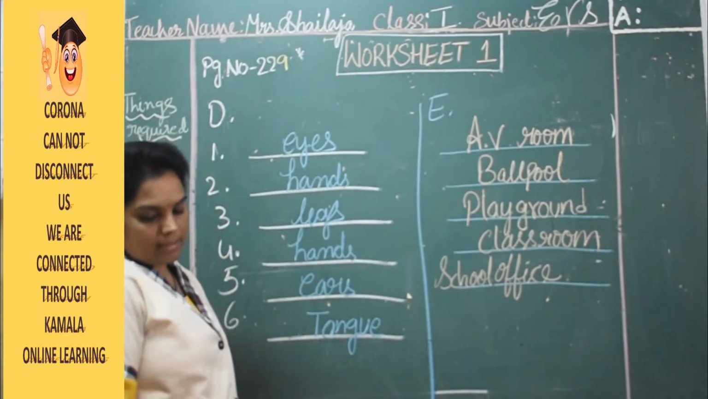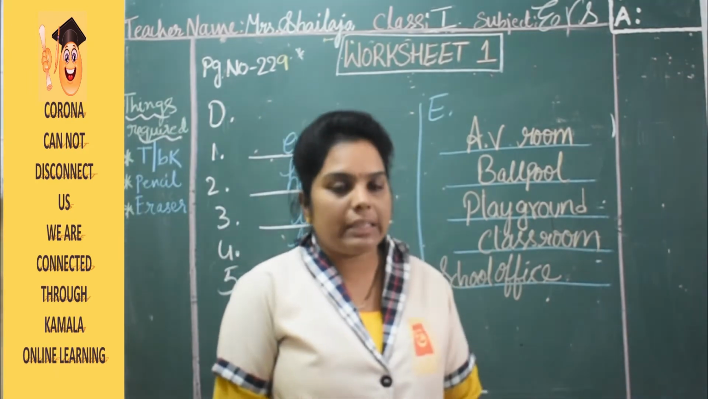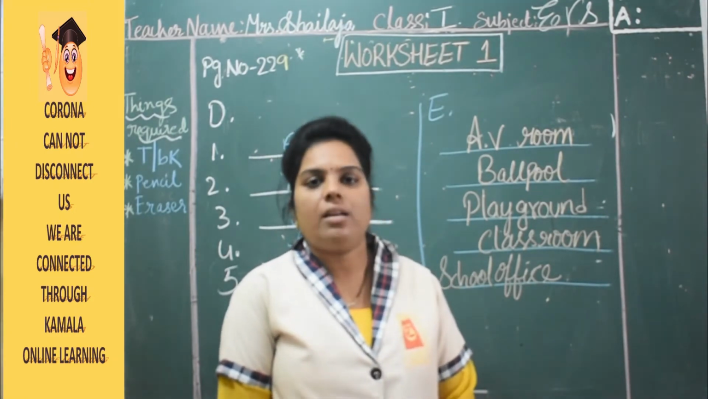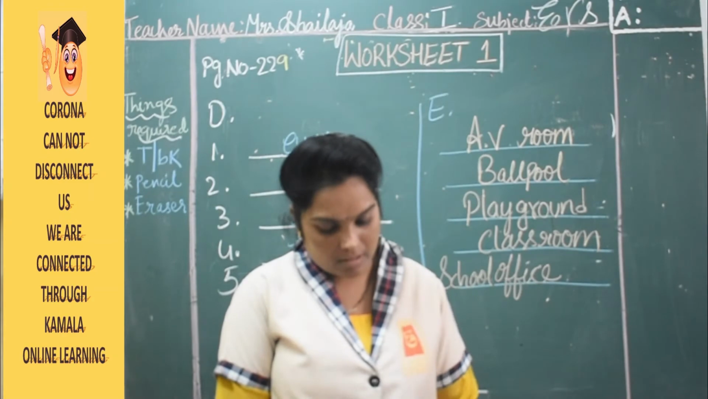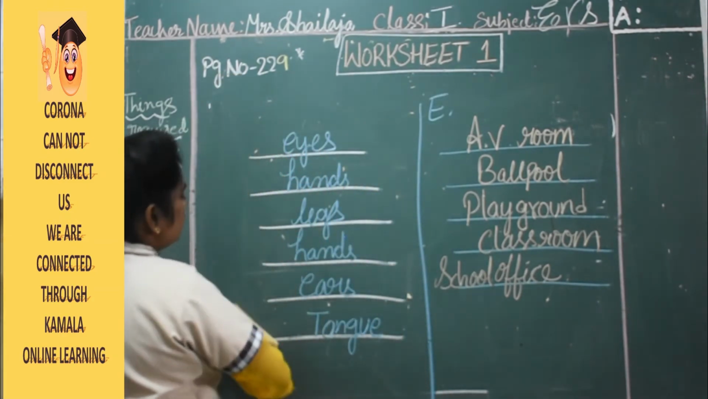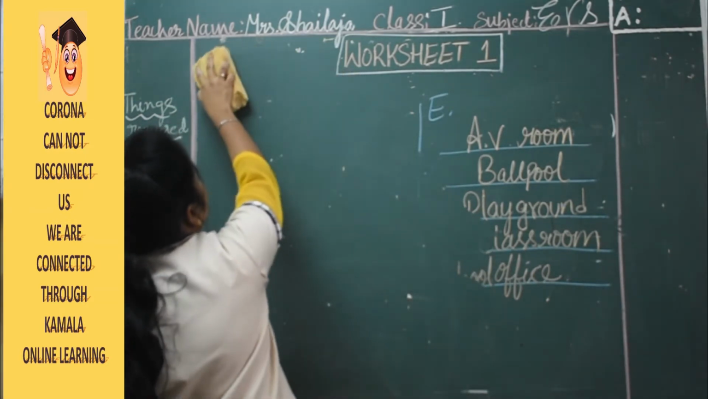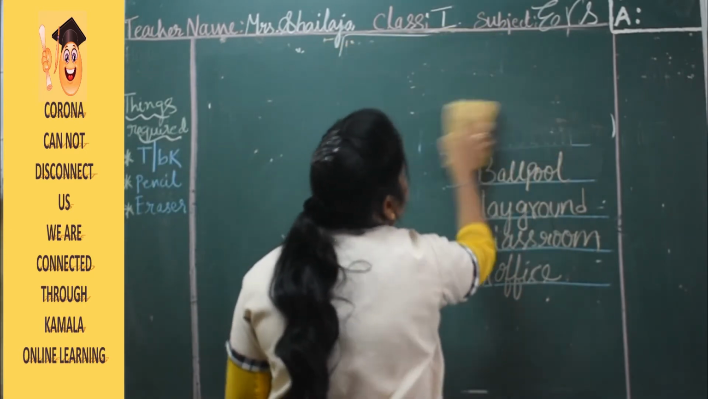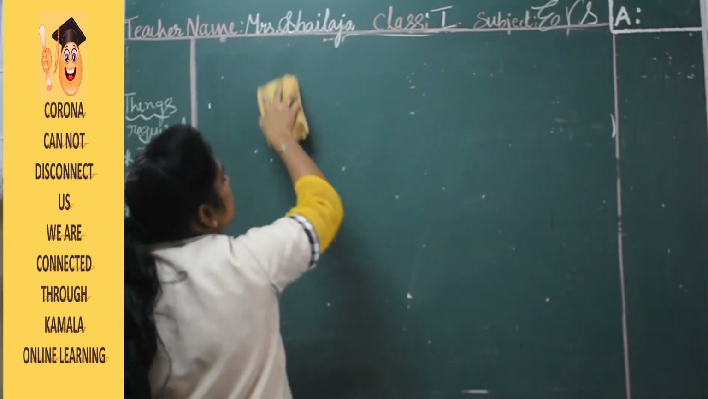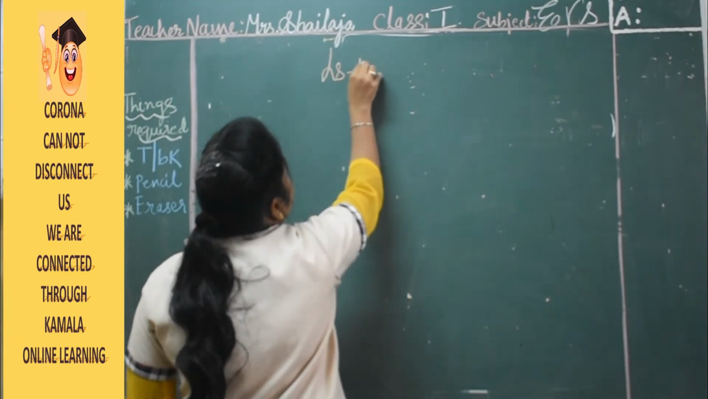Okay, children? Now, in this class, we are going to learn some new words from lesson number 5, that is My School. Okay? Now, shall I wrap this one, children? So we have finished the worksheet. Now we are going to learn new words from lesson number 5.